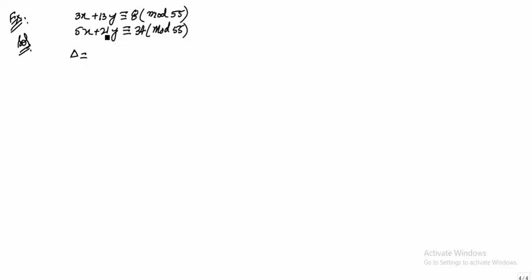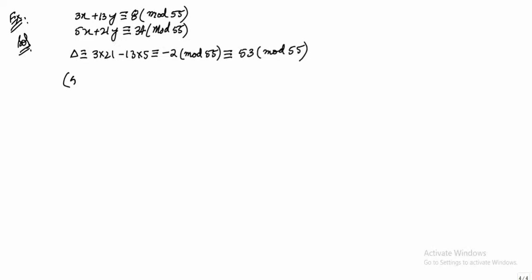So a b c d. So ad minus bc. So 3 times 21 minus 13 times 5. Okay, better to write congruent, and this is congruent to 3 times 21, which is 63, and 13 times 5 is 65. So this is minus 2 modulo 55. So minus 2 is 53 modulo 55. Okay, so delta is 53 here, and m is 55.